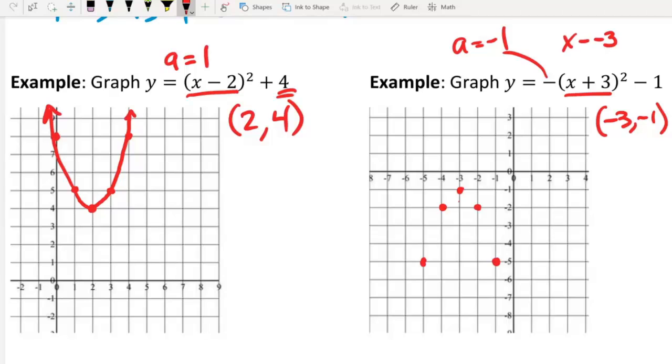Down 1 over 1 and down 3 over 1. We do this and we'll have 5 points. Connect them with a nice smooth curve.